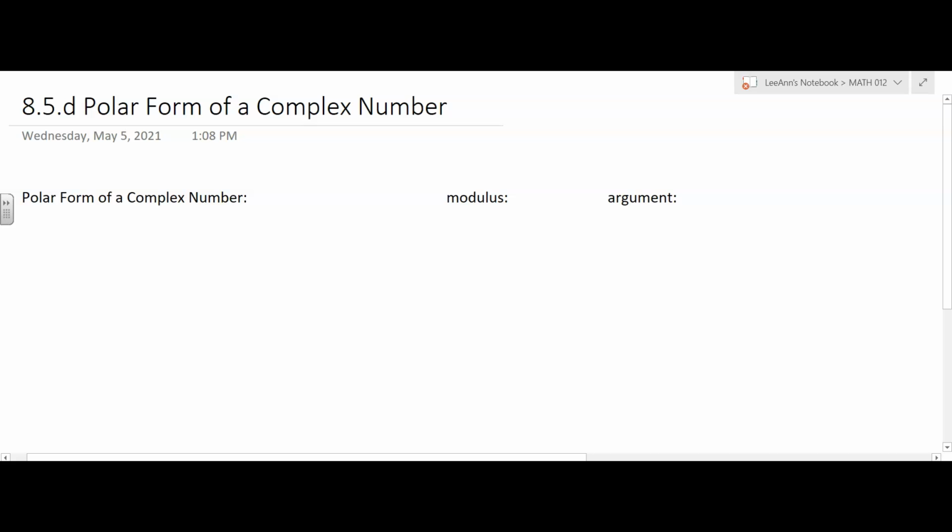So now we're going to talk about the polar form of a complex number. And you might be saying, well, why would I want to do that? I was happy enough with the complex numbers before. Well, there are certain things we can do when it's in polar form that are a lot easier to work with than having it in rectangular form.